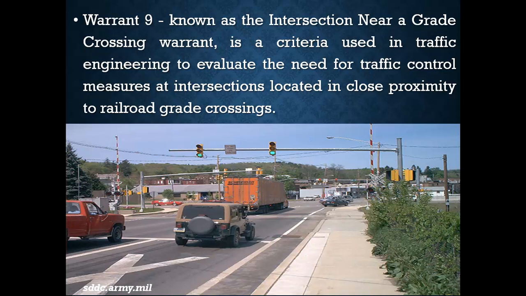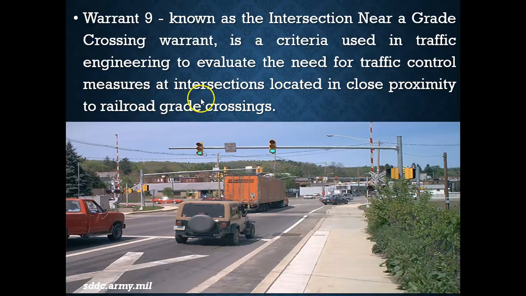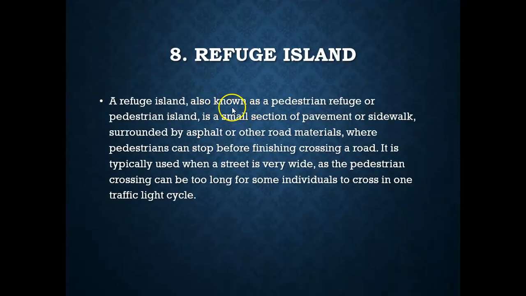So this warrant 9 is adopted, and this is a criteria used in traffic engineering to know if there is going to be a need to have a traffic signal in a location that has proximity to any form of railroad grade crossing close by. So that is it on the warrants, the 1 to 9 under the warrants.